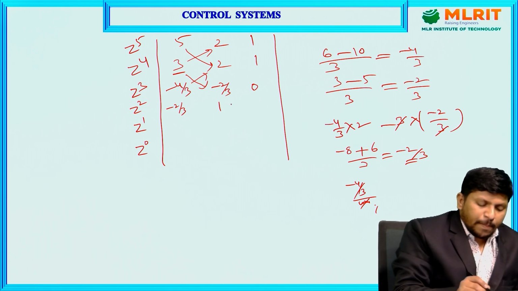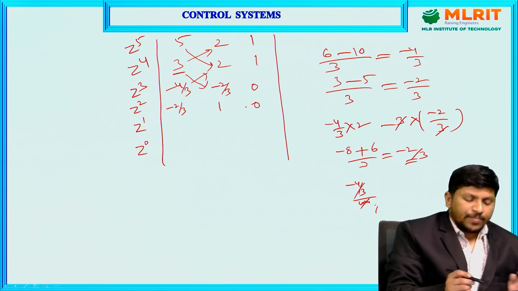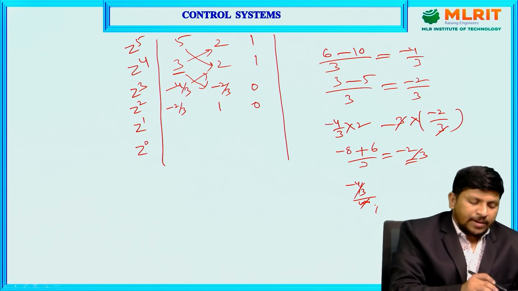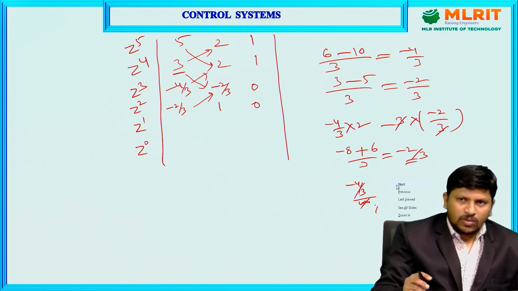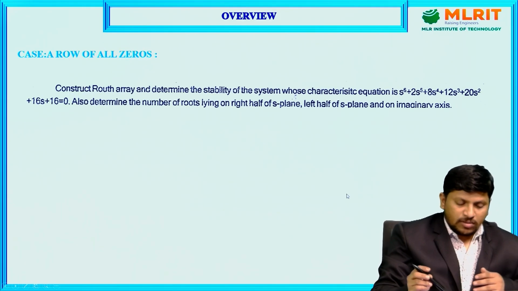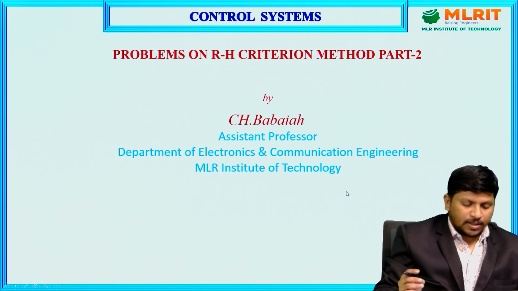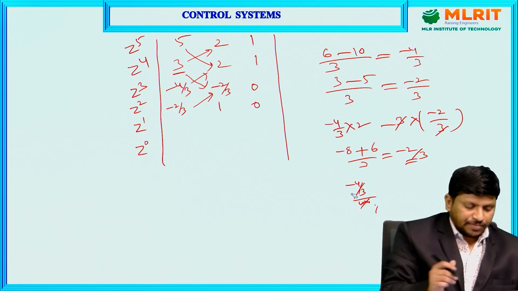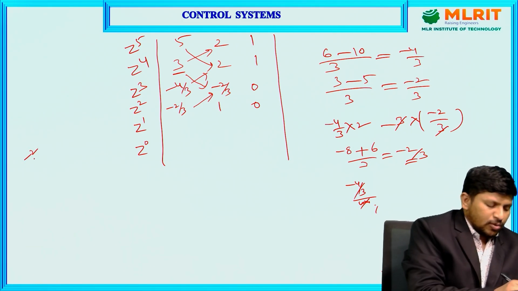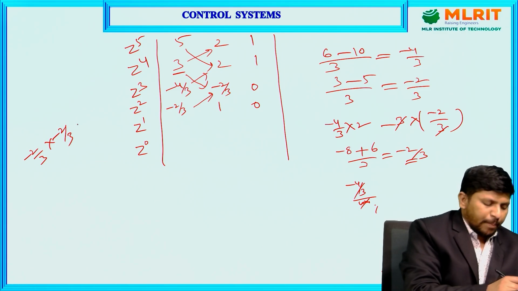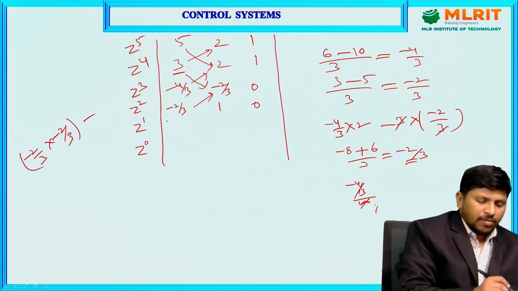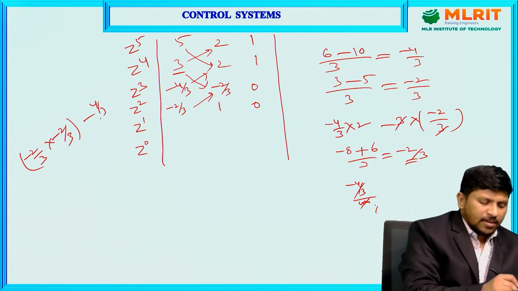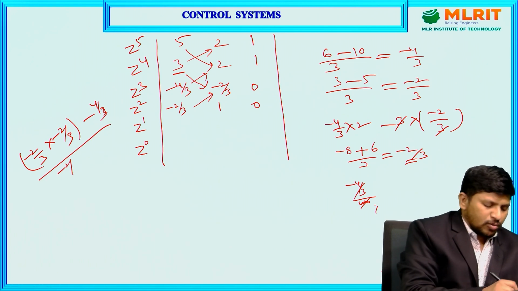Next, here this value is 0 directly, because there is no element. So minus 2 by 3 multiply with minus 2 by 3. So what is the value? Minus 2 by 3 multiply with minus 2 by 3, minus of 4 by 3, divided by minus 2 by 3.